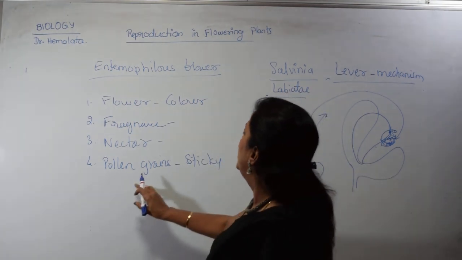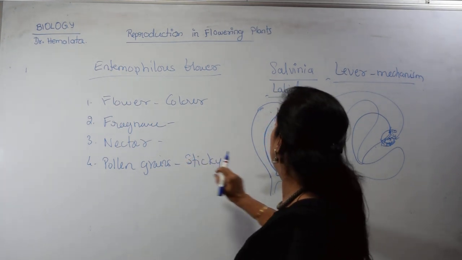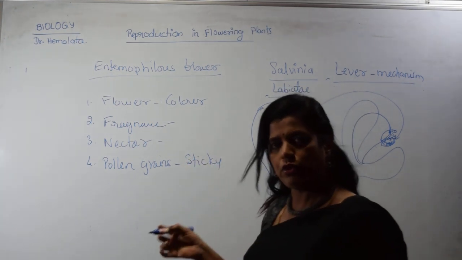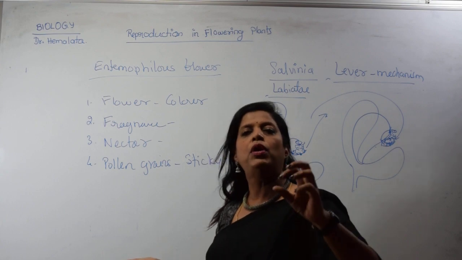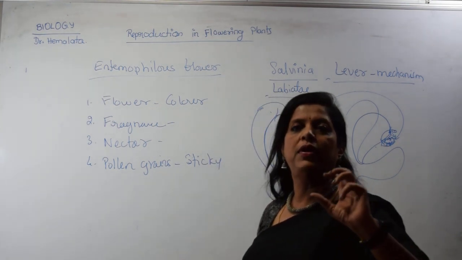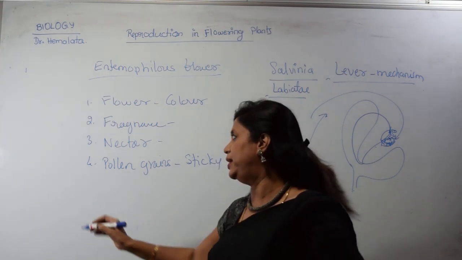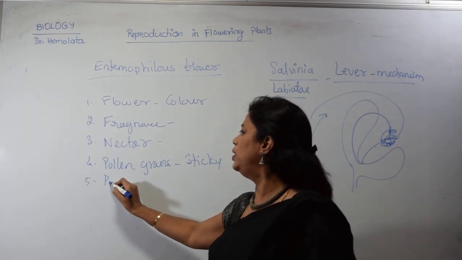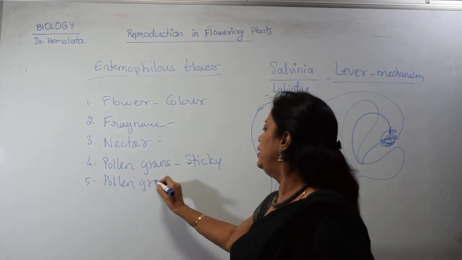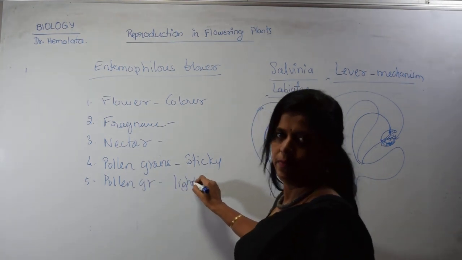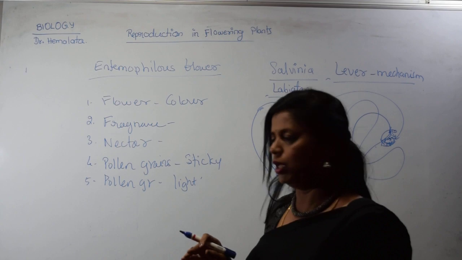Okay. Now, pollen grains should be sticky. I told you already they are sticking. In most of the insect pollinating flowers, pollen grains are sticky, but they are not very heavy. They are light in weight, but they are sticky. So next, pollen grains should be light in weight because they have to attach to the insect's body parts.